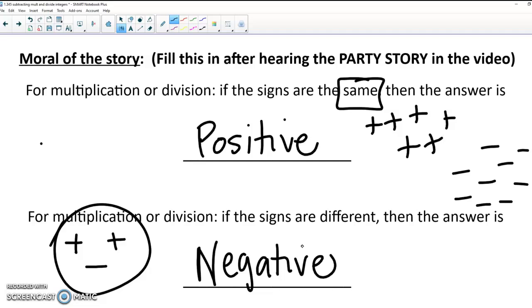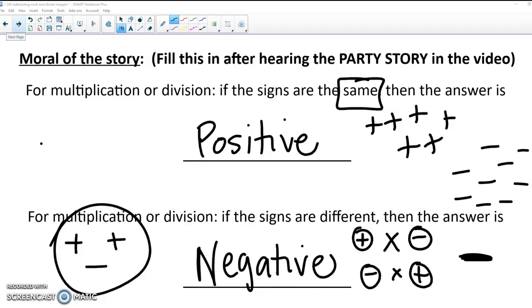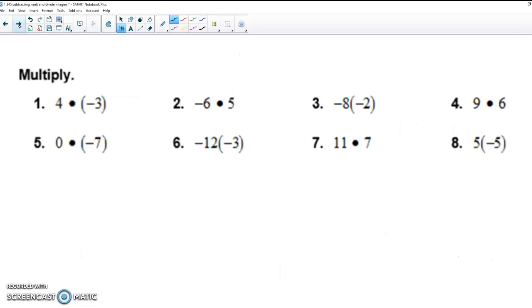Okay? So if you have positive and negative mixed together, we really only worry about two at a time. If I'm multiplying a positive and a negative together, either order, your answer for both of these is going to be negative, because that negative ruins the party. All right, so there's our rules. Let's look at some examples.